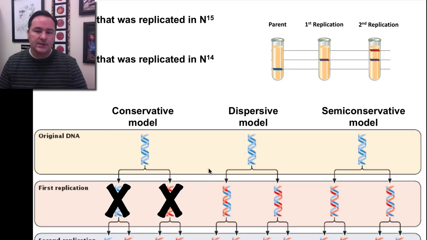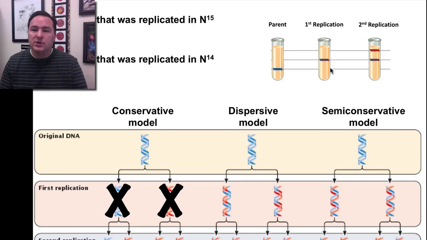Because in the conservative model, we should have seen a band down here and then another band. So we should have seen two distinct bands, not just one band. The dispersive model and semi-conservative model, it's kind of what we'd expect, right? They're about half blue, half red. Each chromosome is about half blue, half red. So you would expect them to all be in the same place.